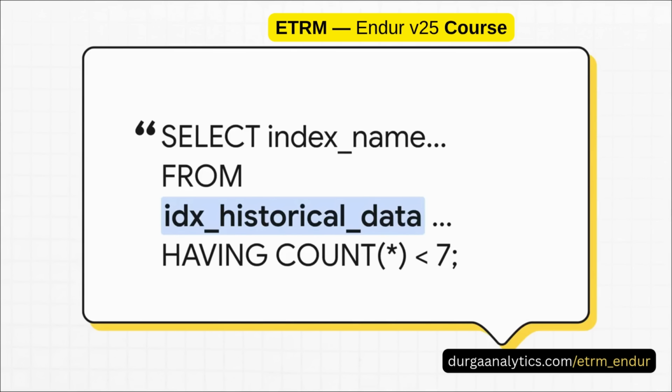Here's a little gift for your support teams. This is a simple but incredibly powerful SQL query you can run right now. It just looks at that IDX historical data table and flags any index that hasn't loaded a full week's worth of prices. This is how you find out a data feed is broken before it blows up your end-of-day P&L report.